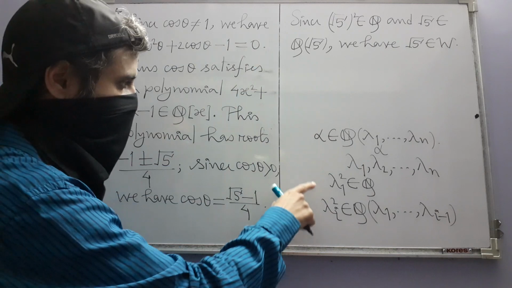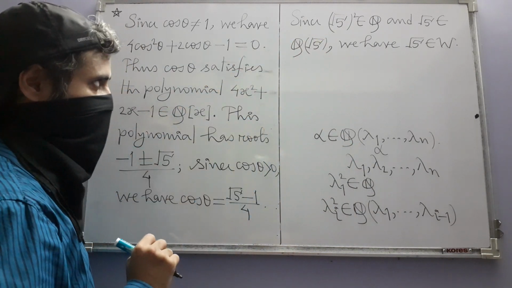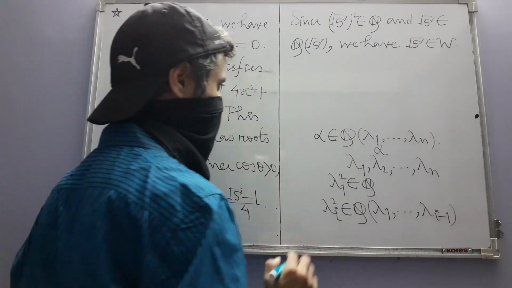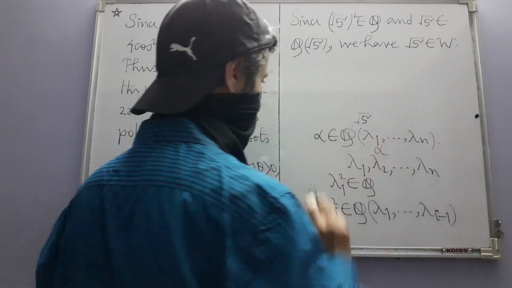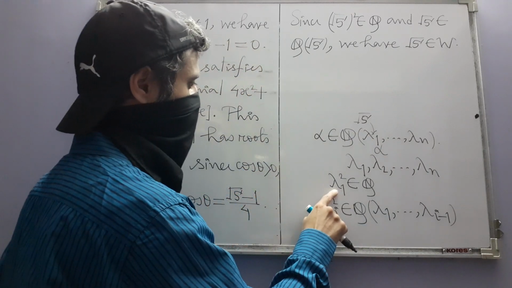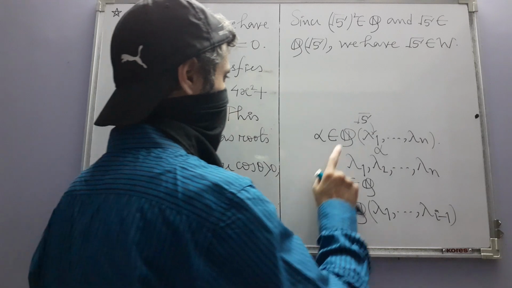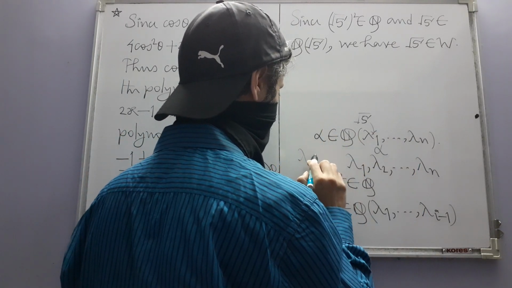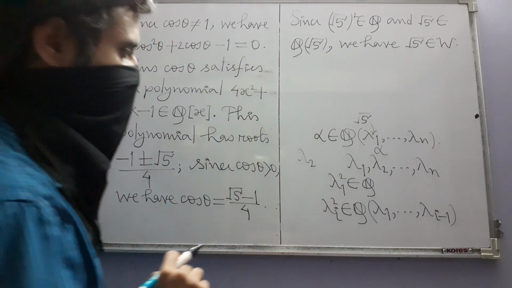Do you see how this has been used here? What is lambda in this case? I mean, what is the first lambda in this case? The first lambda in this case is root 5 itself, and root 5 is your lambda 1. Why? Its square is a rational number, it is 5. And there is another lambda 2. Lambda 2 is also root 5. Okay.